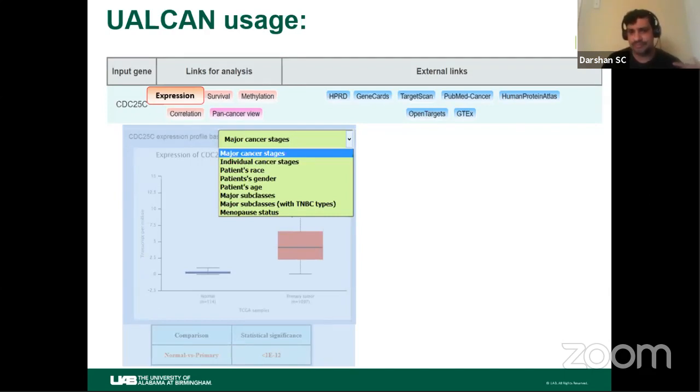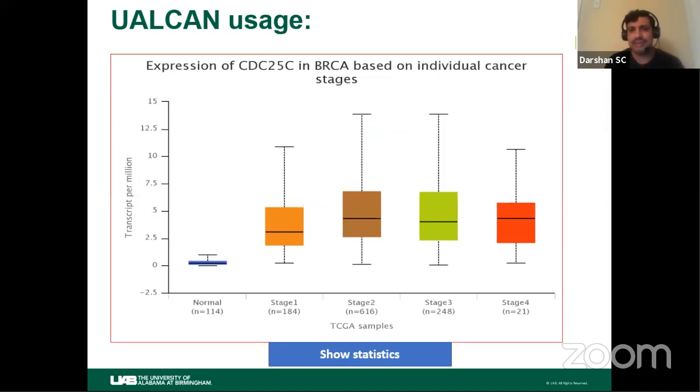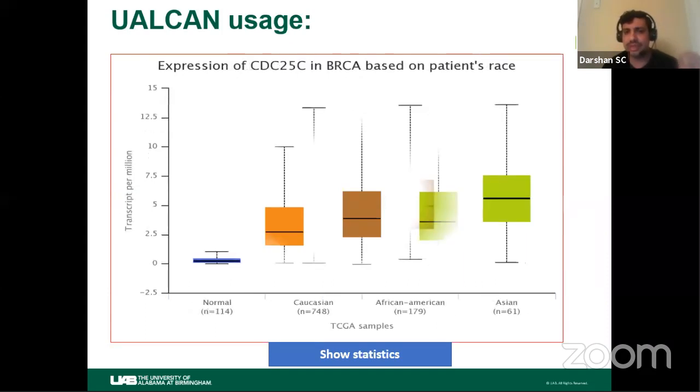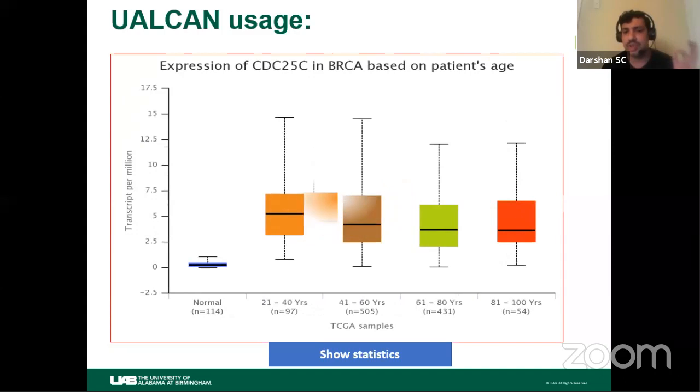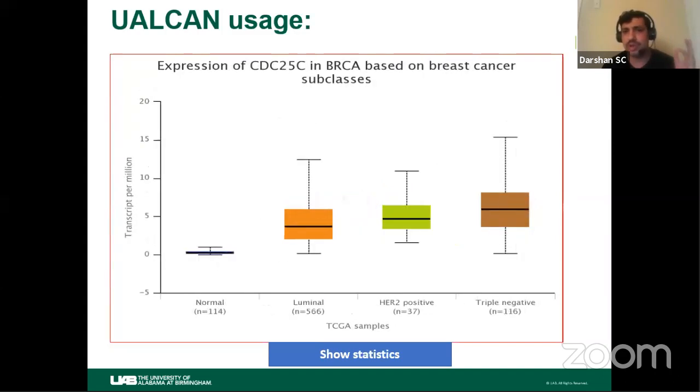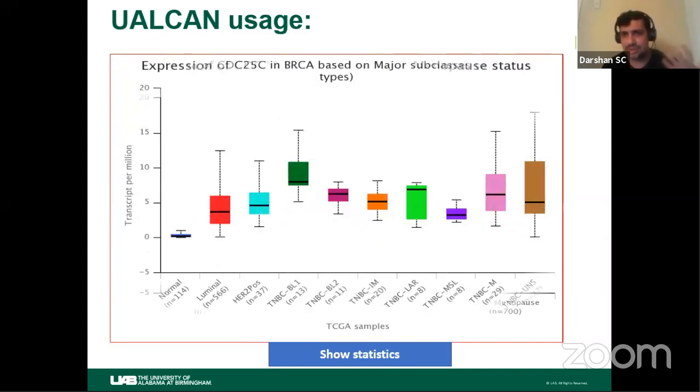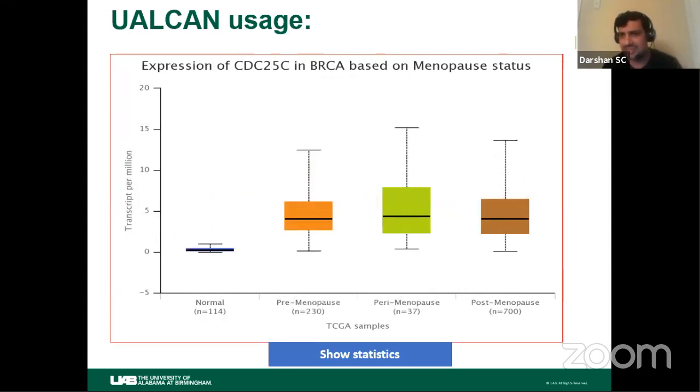So by changing the option in this drop-down menu that is available just above the box plot, the user can see the expression level of the same gene in different stages of the cancer, different races, based on age groups, based on subclasses, based on TNBC subclasses, menopause status. So these are a few examples. This information varies from cancer to cancer.